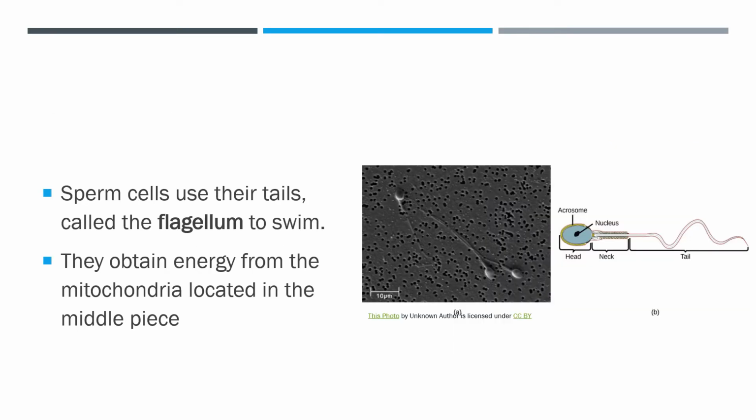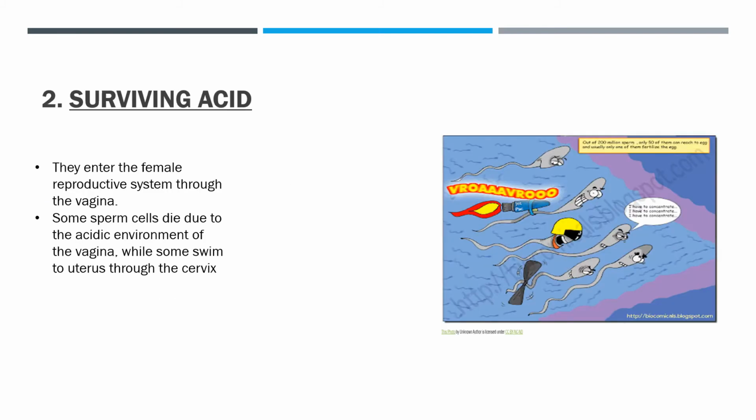What you need to know is that the tail of the sperm, which is called the flagella, is used to swim, and they obtain energy from the mitochondria located in the middle piece. With our knowledge of the structure of the sperm, we already know this information, but it is there to remind you because this information is crucial in the following process. The sperm cells enter the female reproductive system through the vagina. Those sperm cells use their tails, which are called the flagella or flagellum, to swim to the uterus. Now the real race begins.